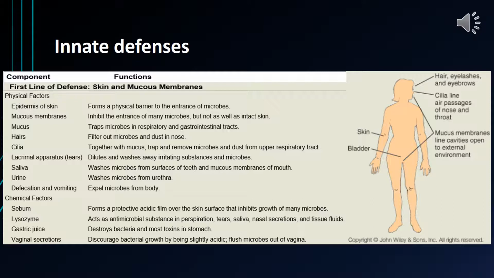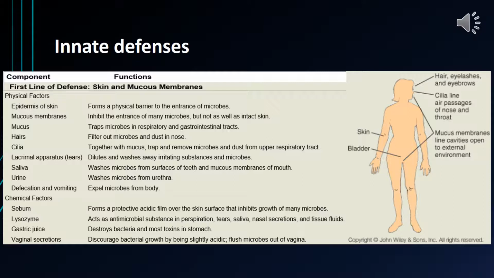We're going to probably not go over most of these chemical factors later on. We're going to cover sebum though, so I'll start with lysozyme. And lysozyme is an enzyme which acts as an antimicrobial substance and is found in sweat, tears, saliva, nasal secretions, and tissue fluids. And this enzyme essentially interferes with the cell membranes of microbes such that the cell membrane is breached or a hole is made in it, and this allows water to flow into the microbe and kill it.